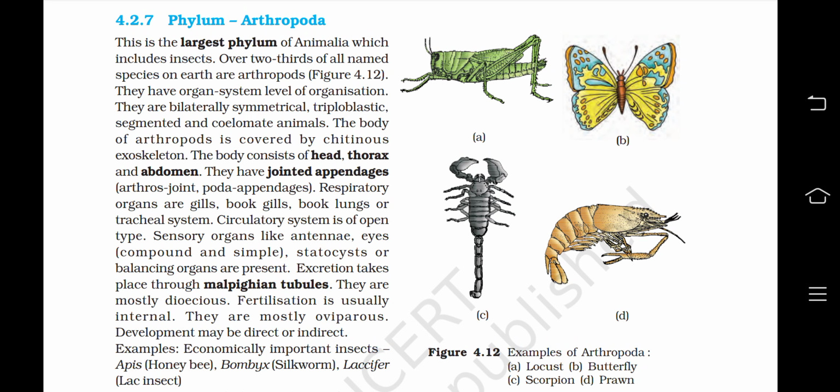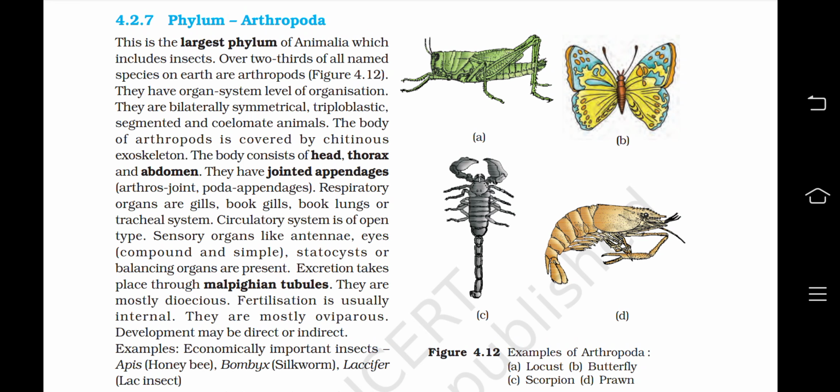The body of arthropods is covered by chitinous exoskeleton. The body consists of head, thorax, and abdomen. They have jointed appendages, arthros joint, poda appendages. Respiratory organs are gills, book lungs, or tracheal system. Circulatory system is of open type. Sensory organs like antennae, eyes, compound or simple, statocysts or balancing organs are present. Excretion takes place through Malpighian tubules.